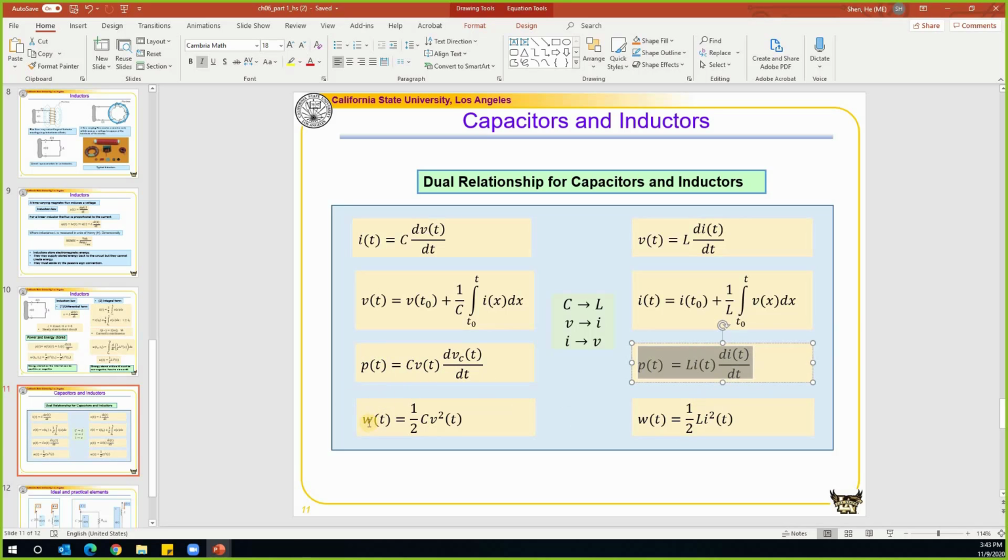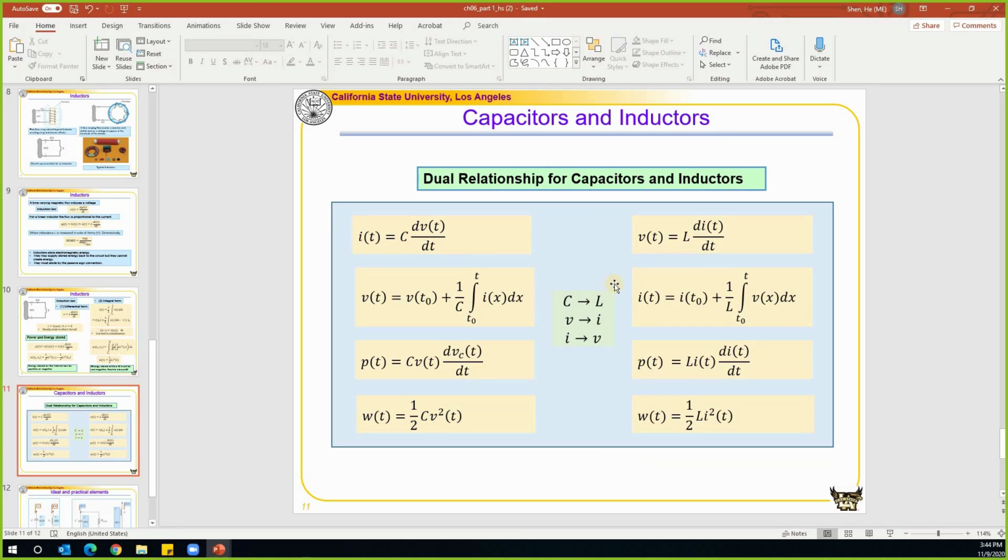By doing the integration of the power, we can find the energy stored in capacitors and the energy stored in inductors. And over here, these two equations are based on the assumption that the starting energy at time 0 is equal to 0. And by comparing the two equations, we can see that if we switch C, v, i to L, i, v, all the equations on the left-hand side will become the equations on the right-hand side. This is called a dual relationship between capacitors and inductors.